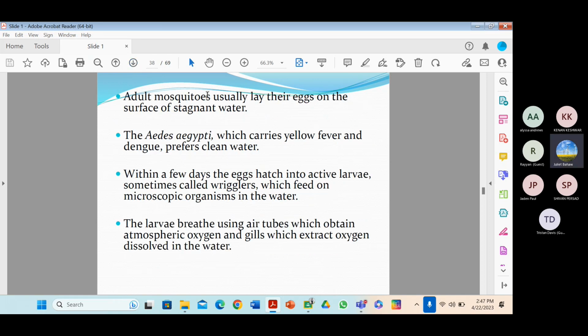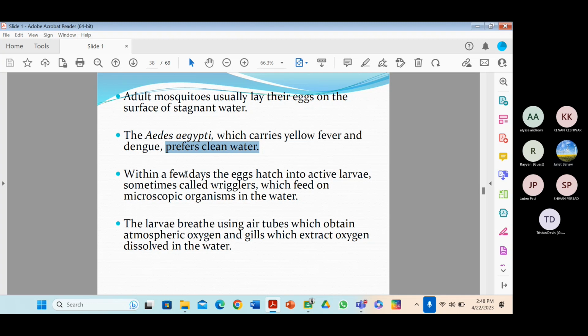Now, the adult mosquito usually lays its eggs on the surface of stagnant waters. Aedes aegypti is the one that causes yellow fever and dengue, but they prefer clean water, mind you. But stagnant means they're not moving. So all those containers you have outside that are open, either put a lid on them or get rid of them.